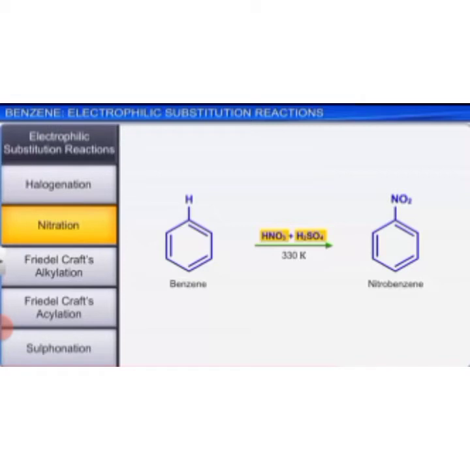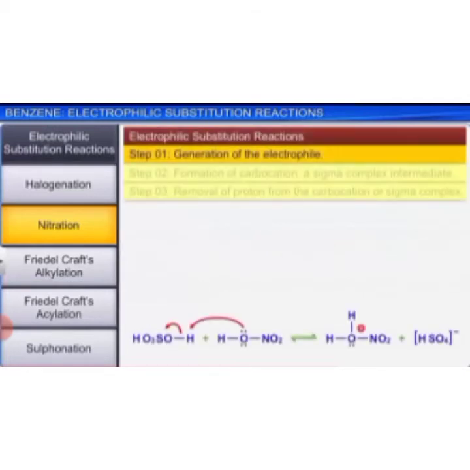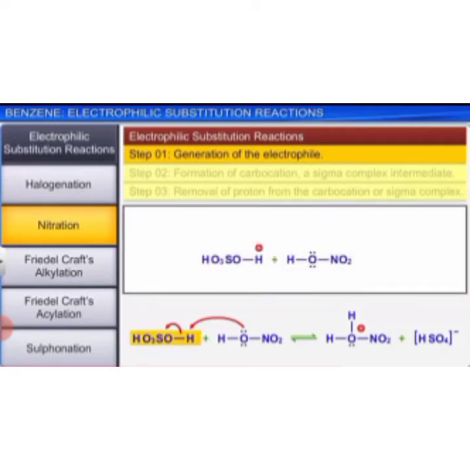First, an electrophile, that is, the nitronium ion here, is generated when sulfuric acid transfers a proton to nitric acid, as shown in these reactions. The reaction between sulfuric acid and nitric acid is an acid-base reaction in which relatively stronger acid, sulfuric acid, acts as an acid, whereas nitric acid, which is relatively a weaker acid, acts as a base.